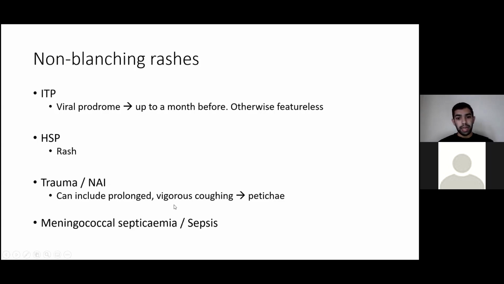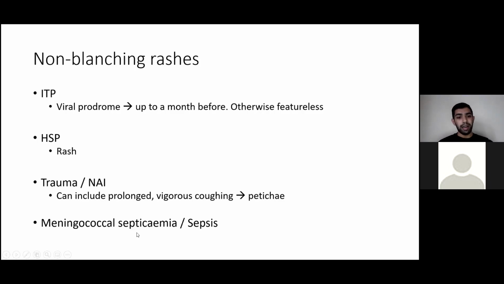Okay, and one thing to bear in mind is that you can get a petechial rash after prolonged or vigorous coughing. So if a child is coughing a lot, or if they've got something like whooping cough, they can get petechiae, especially in the superior vena cava distribution. So if there are petechiae on the face and the neck, that is because of the raised pressure, and you get all these microbleeds. But that is essentially a form of trauma, but it is not ITP, nor is it a form of abuse. Okay, so that's just something to bear in mind.